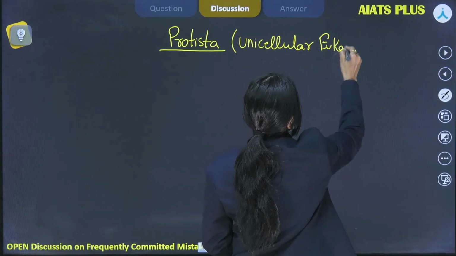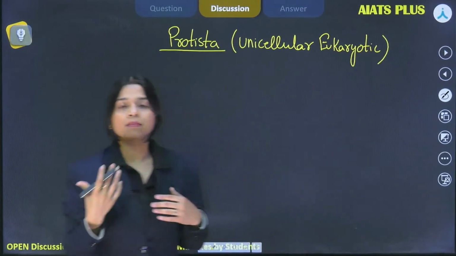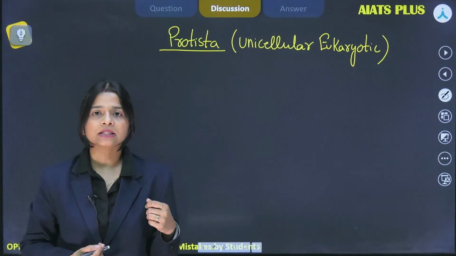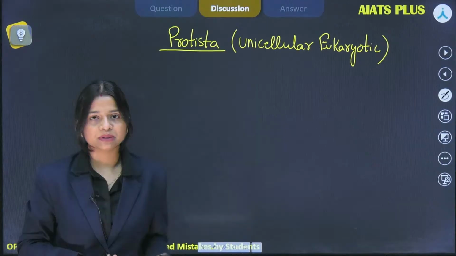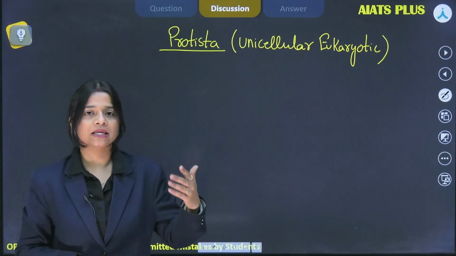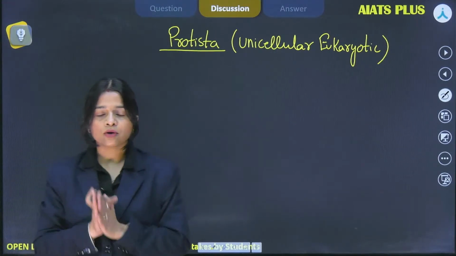eukaryotic feature helps you solve many questions, because usually they are asking you which of the following is a eukaryote, or maybe the examples will be given, right? Or unicellular eukaryote, you have to pick the answer from the Protista kingdom, right? So I hope this is clear.